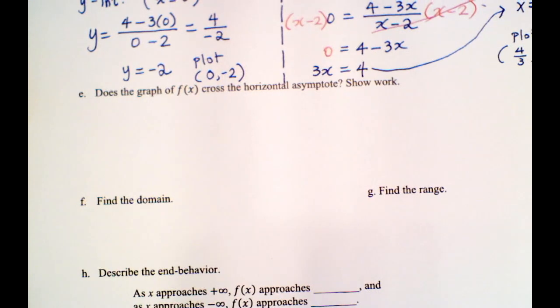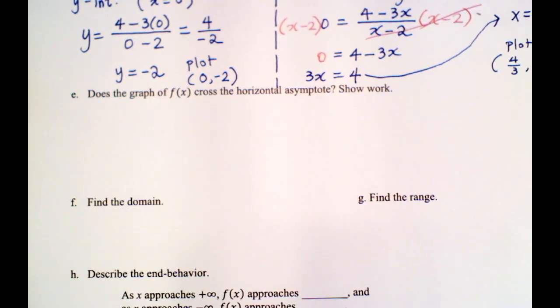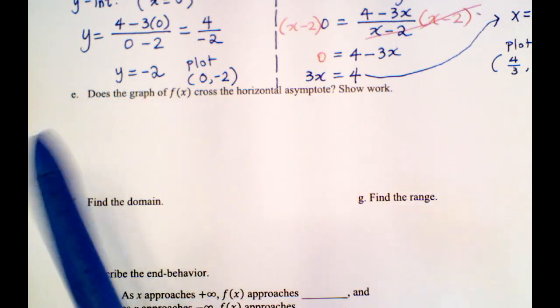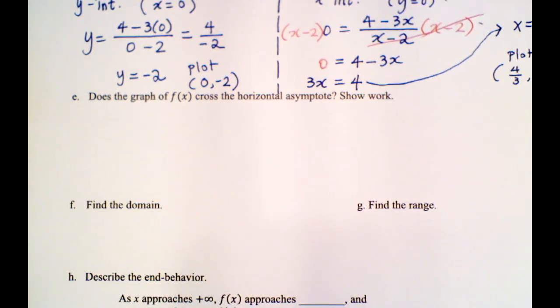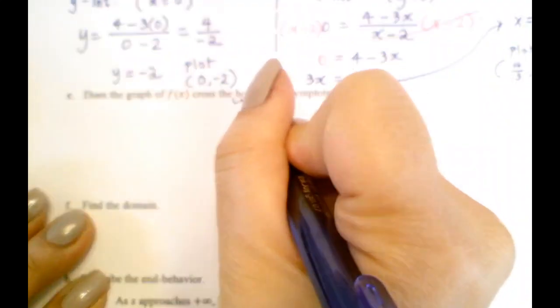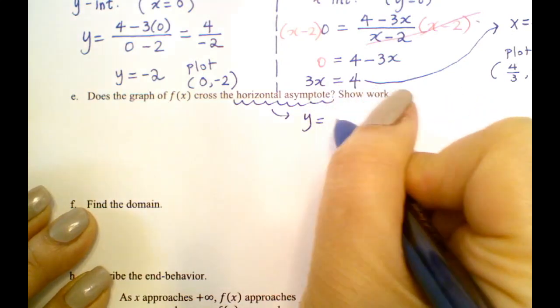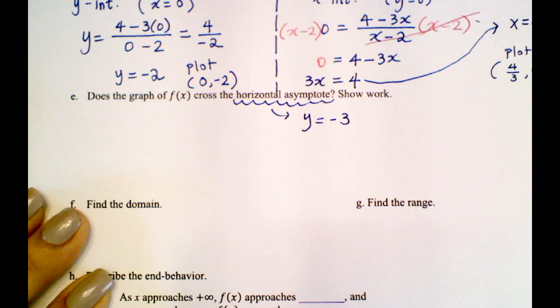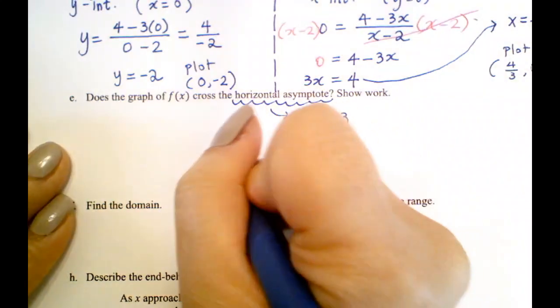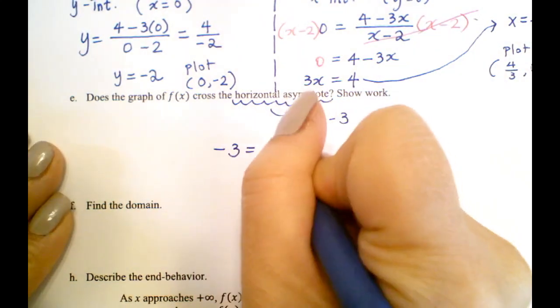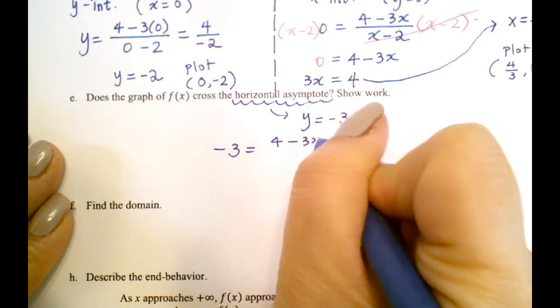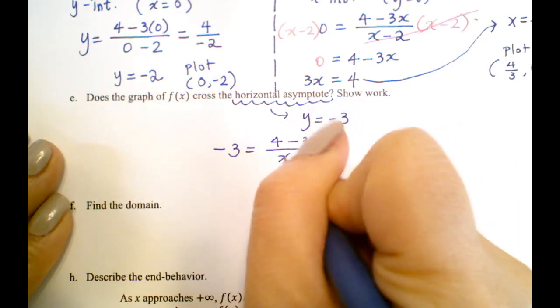It may cross. So what I want you to do on part E is I want you to show me algebraically that it's not going to cross that horizontal asymptote. So I'll write down the horizontal asymptote that you found on part B. What was it? y equals -3, right? Now what I'm going to do is plug in y equals -3 into the function and see if that equation is solvable. Let me try. So -3 equals 4 minus 3x, that's getting divided by x minus 2, right?